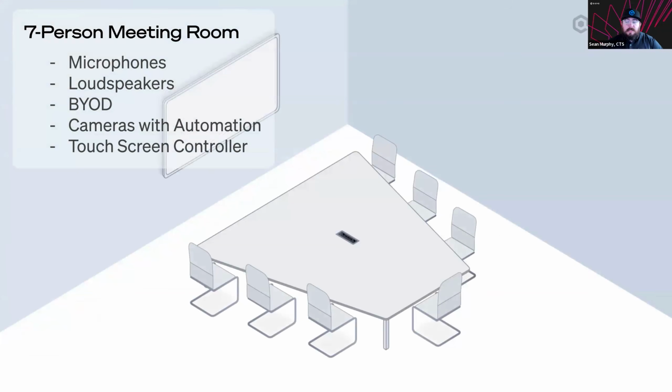All right, let's design a room. So we have the 7-person meeting room. The end user appropriately chose a table that's wider at the front because they understand camera sightlines. And this room needs microphones, loudspeakers, the capability to run with BYOD, cameras with automation, and a touchscreen controller. We'll start with BYOD, BYOM, but we'll look at how to add a conferencing codec in a little bit.